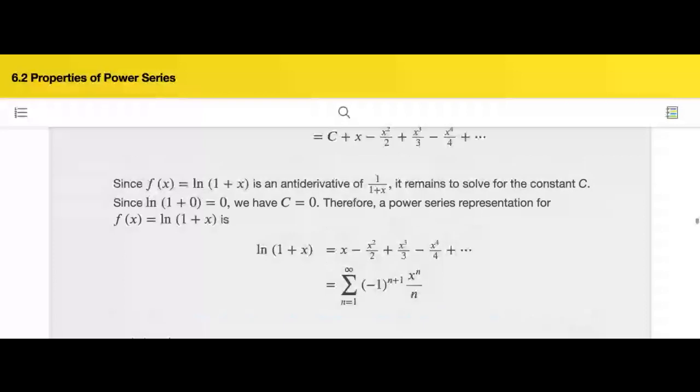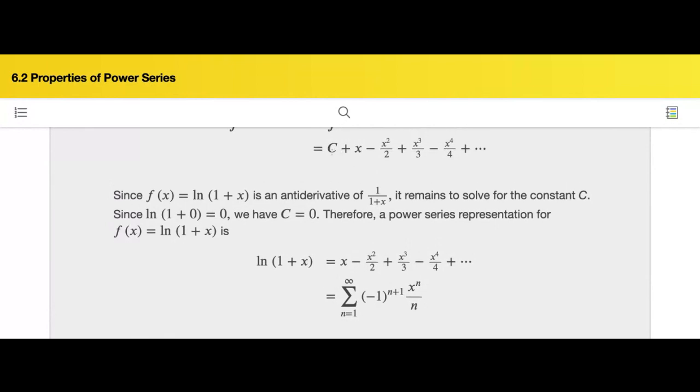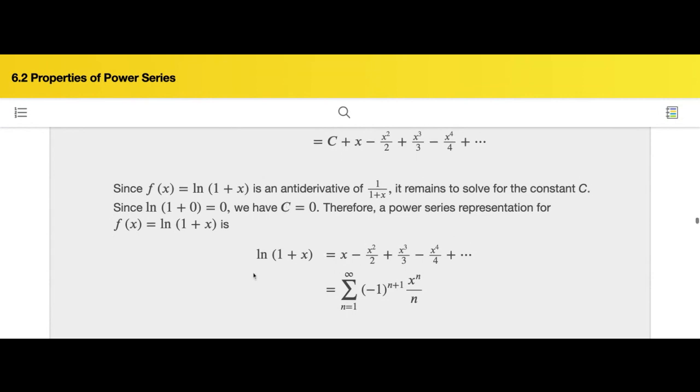I didn't talk about the constant c. But for constant c, we have ln of 1 plus 0 equals 0, right? Because ln 1 is equal to 0. So we have c equals 0, right? Because for the constant term, all the x is 0, so we just substitute 0 into ln of 1 plus x. So we get 0. That's why the constant term is just 0.